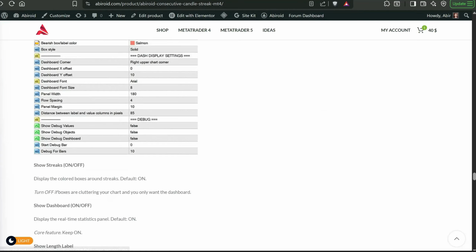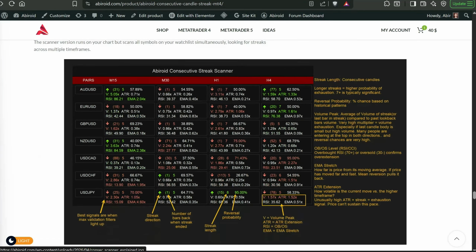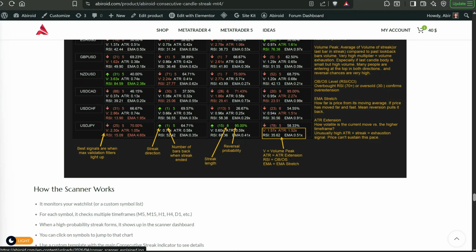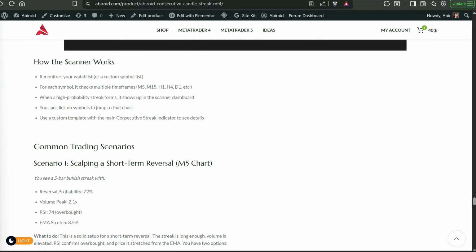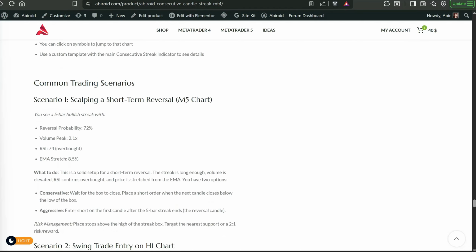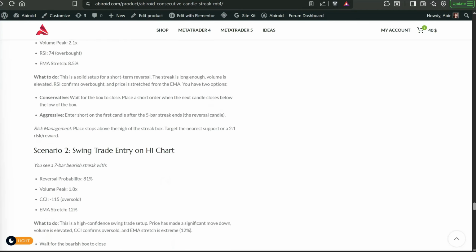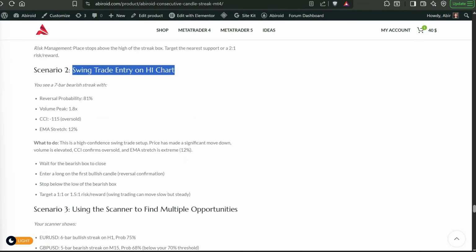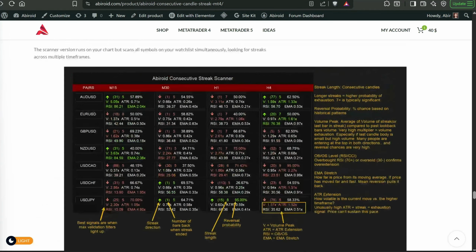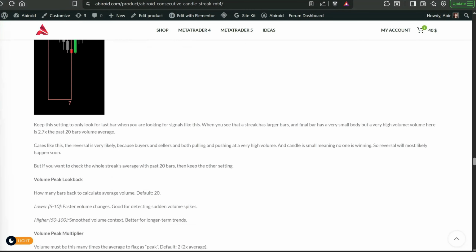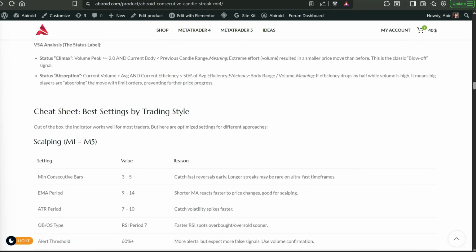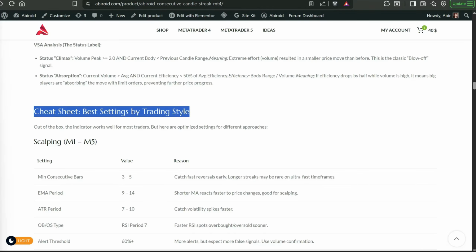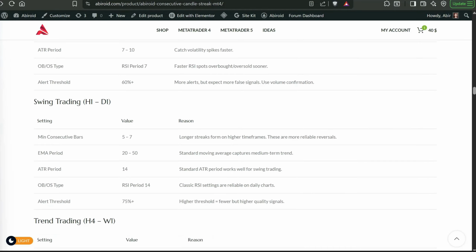The product page also has all the scanner symbols, what all of these mean and why they are important. It also has some trading scenarios, like if you're trading short-term reversals, or swing trading on a higher time frame chart, then what are the best possible settings. And you'll also find a cheat sheet right over here. So you can use those to optimize your settings based on your style of trading.